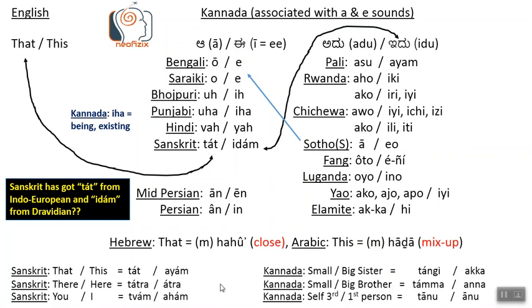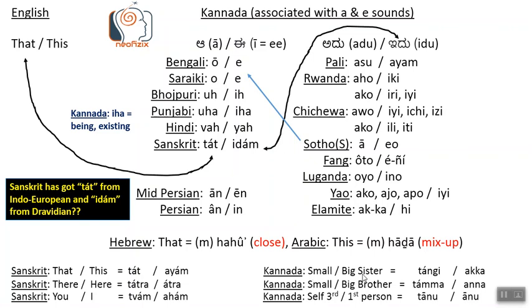Also, we can find that there are interesting pairs associated in Sanskrit with the words that, this, there, here, and you, I. For example, we notice that you and I is tvam and aham. There and here is tatra, atra. And that and this is tat and idam. So this ta and a pairs may be forming an interesting pair. It may show something, we don't know. It's just an interesting pair we noticed.